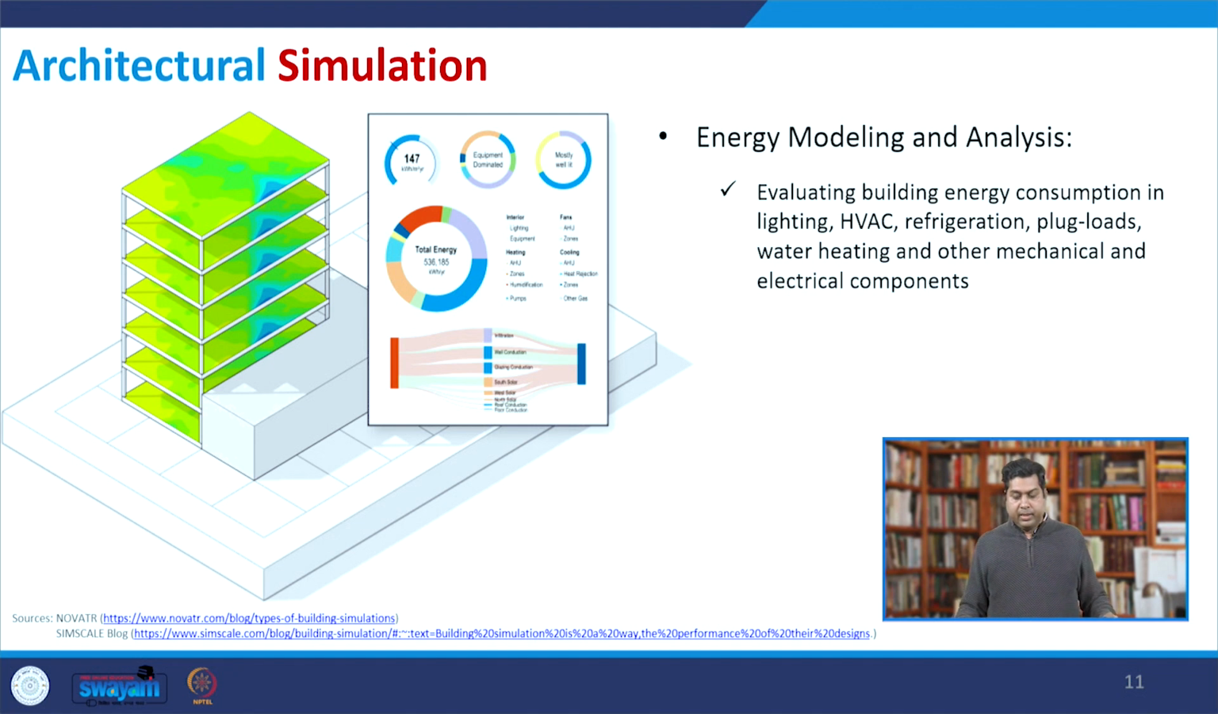Now energy modeling and analysis is something where you again talk about the orientation of the building, and also the operational energy of the building. So evaluating building energy consumption in lighting, HVAC, refrigeration, plug loads, water heating and other mechanical and electrical components. Because if you talk about the overall energy consumption, any building will have two parts. One is the embodied energy, which relates to the material and the cost of making it.